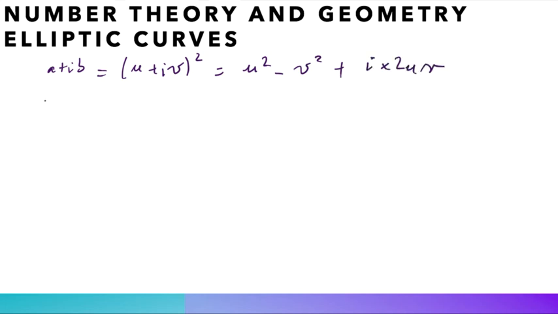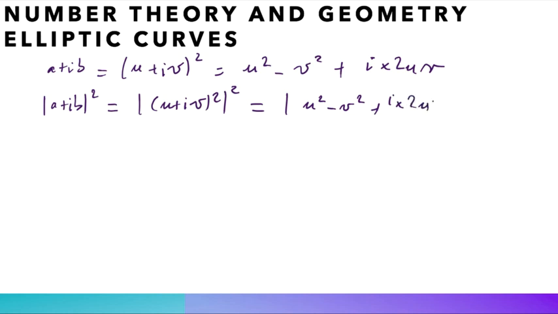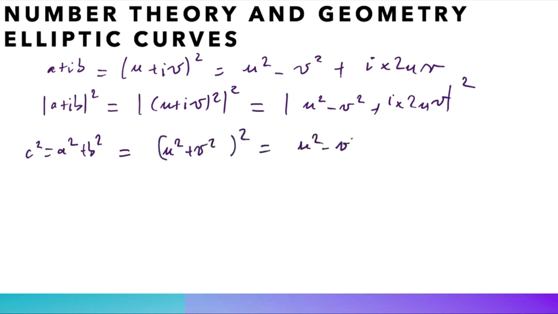So if we take the squares of the modules in these equalities, one gets that the module of a plus ib all squared is equal to the module of u plus iv all squared, which is also equal to the module of u squared minus v squared plus i times 2uv, all squared. This yields that c squared, which is equal to a squared plus b squared, is equal to u squared plus v squared all squared, which is also equal to u squared minus v squared all squared plus 2uv all squared. Surprise! This is the formula that generates all the Pythagorean triples.